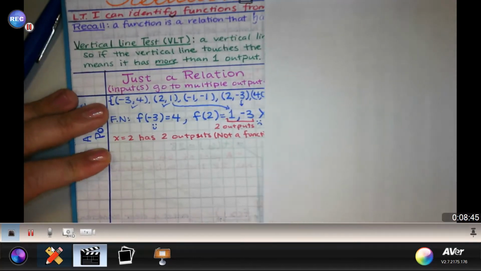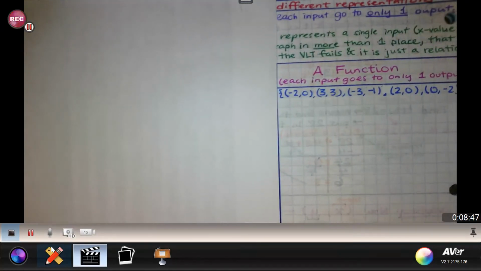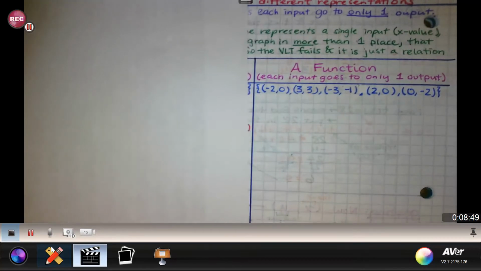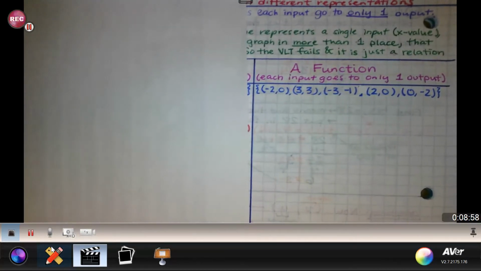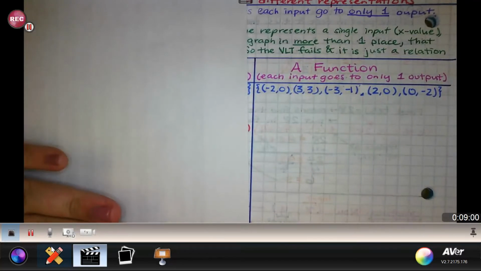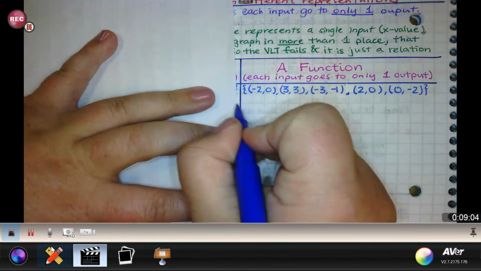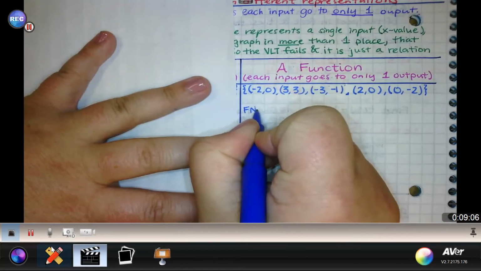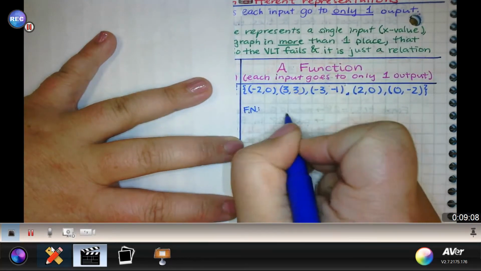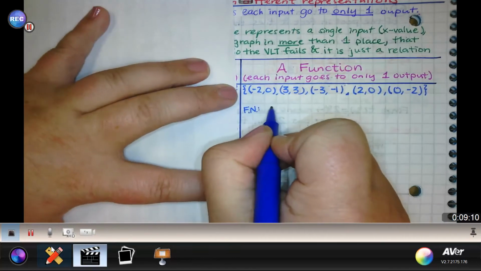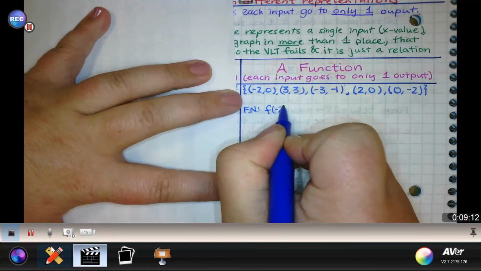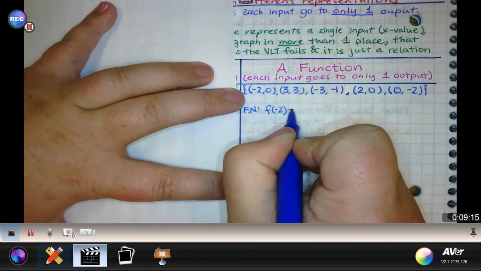Okay, so now let's look at this side. So now I have, again, some points. I have negative 2, 0, 3, 3, negative 3, negative 1, 2, 0, and 0, negative 2. Okay, great. So again, I'm going to do function notation. And I'm just going to start at the beginning. So f of negative 2, so my input, because that's the x value, equals 0.